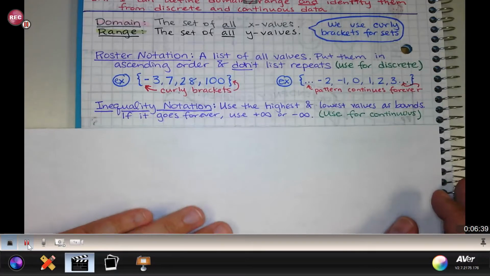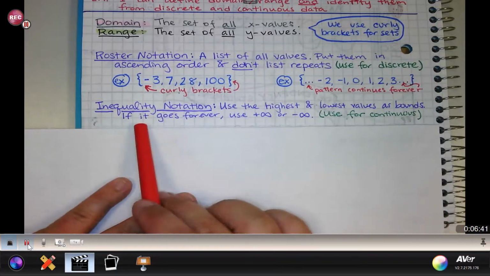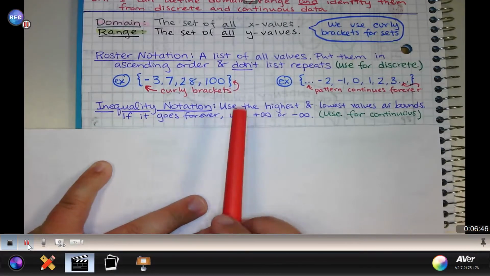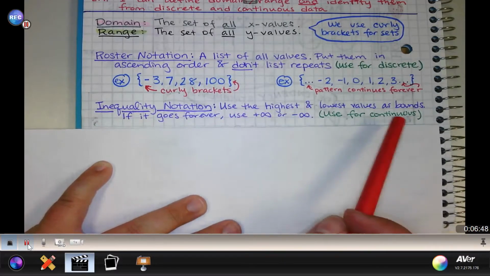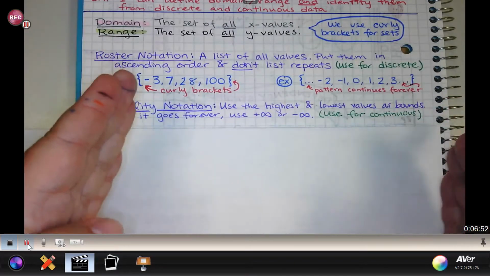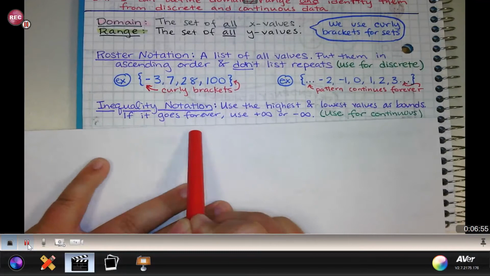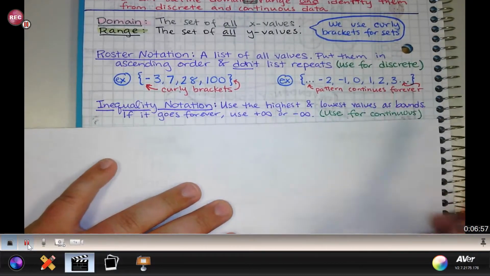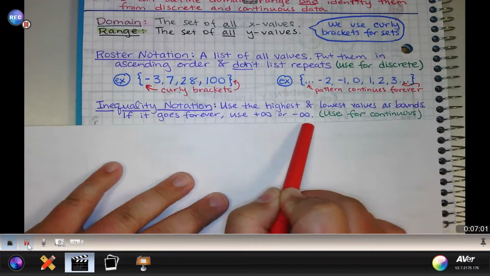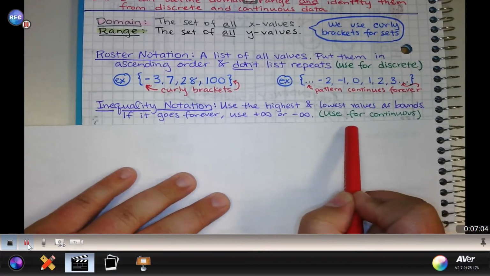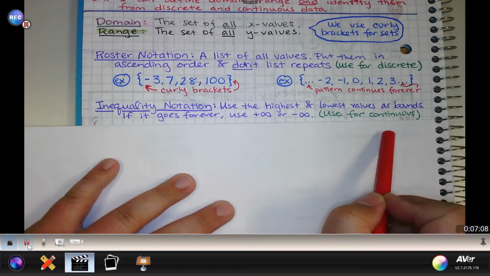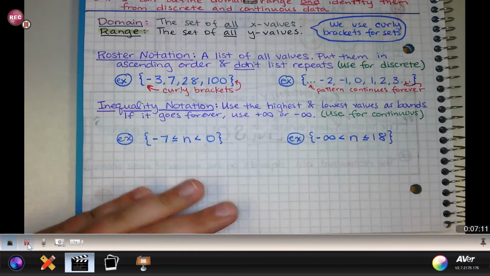The other way we're going to describe sets or show them is to use inequality notation. So the way we do this is we use the highest and lowest values as bounds to kind of say, hey, this is the lowest it'll go and this is the highest it'll go. And if it goes forever, kind of like our dot, dot, dots, instead of using dot, dot, dots, we use either positive infinity or negative infinity. Okay, and notice I made a little note. We use this style for continuous types of data. So again, I have some examples.